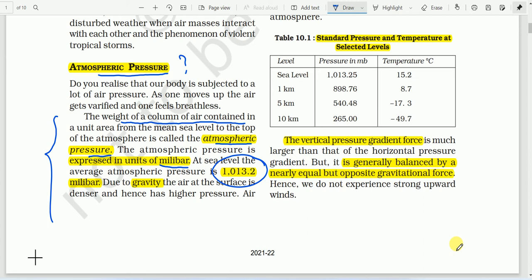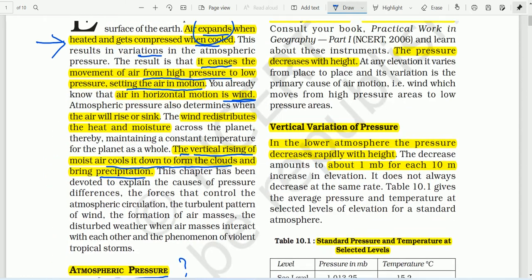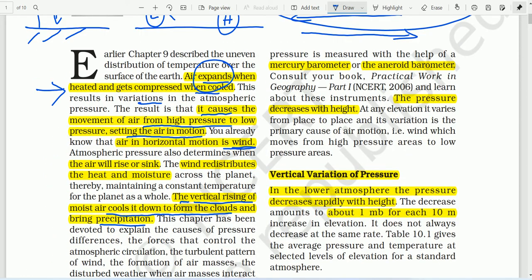Due to gravity, the air at the surface is denser and hence has higher pressure. Just see here, this is the surface and we have gravity here, and due to gravity the air near the surface is denser as compared to here, where it is rarefied. Because of gravity, the air near the surface is denser than the air at the higher places.